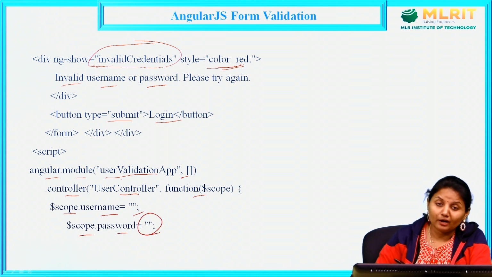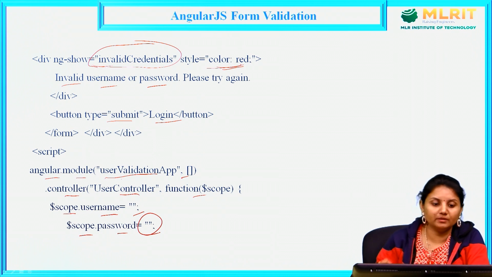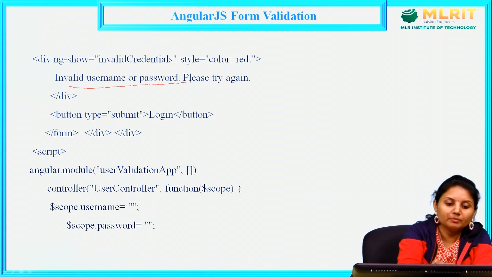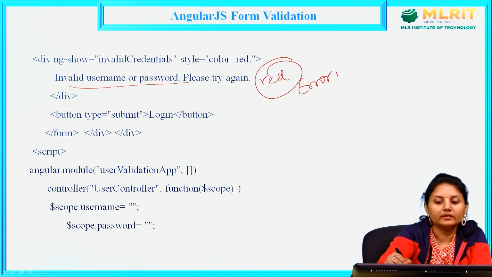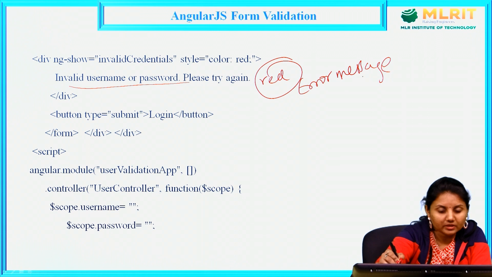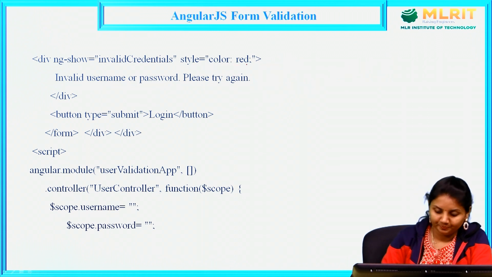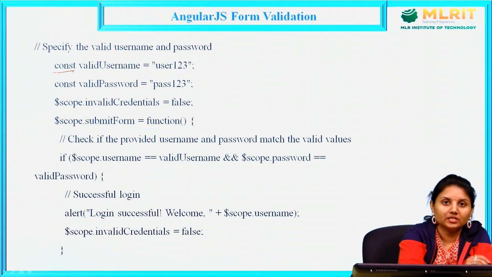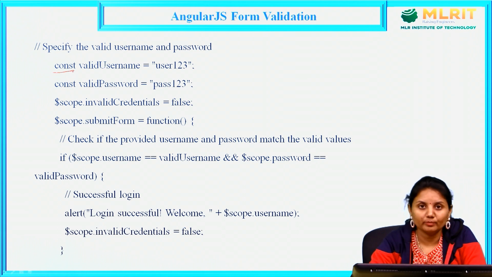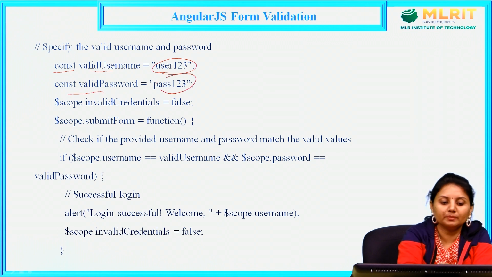But after giving the input, it has to show whether login is successful or the invalid message. Whenever this invalid username or password message is displayed, it has to be displayed in red color, because that is an error message. We show that using style color equals red. So, initially it is empty. And here we are giving constants, meaning the username is a constant and cannot be changed. Constant valid username user123, valid password password123.